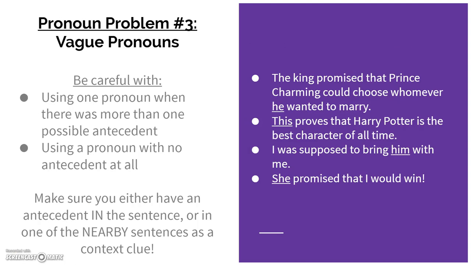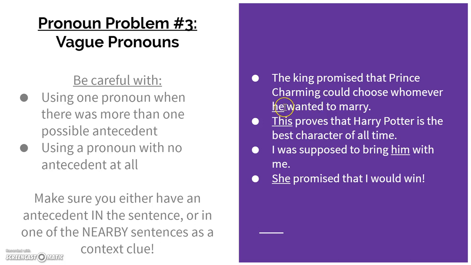And finally, there's a common problem with vague pronouns out there as well. Please be careful if you're using one pronoun when there's more than one possible antecedent. And please be careful if you use a pronoun with no antecedent at all. These problems can create clarity issues. Let's take that sentence I read to you earlier. The king promised that Prince Charming could choose whomever he wanted to marry.